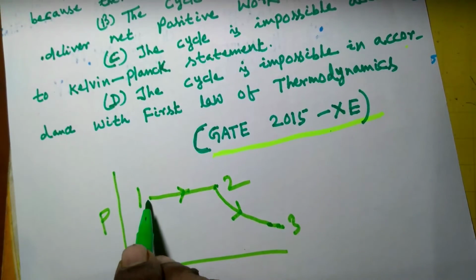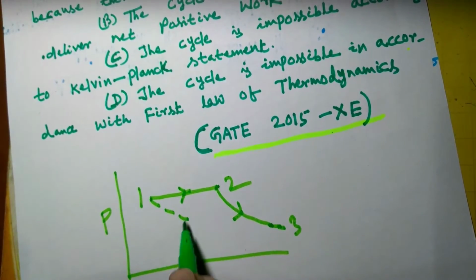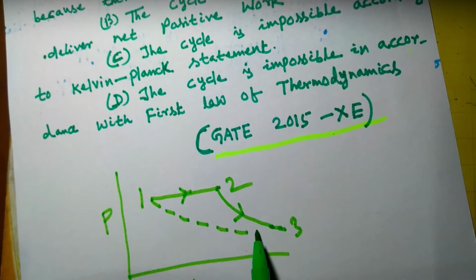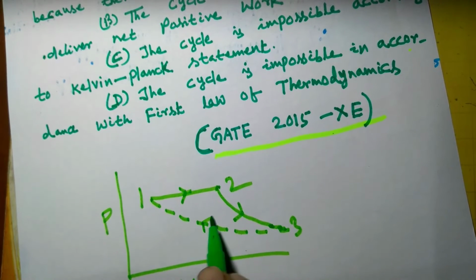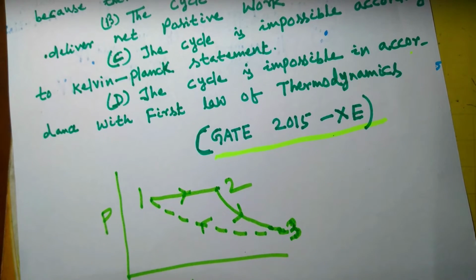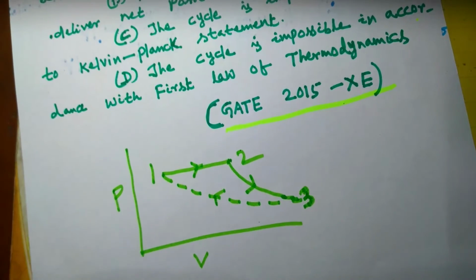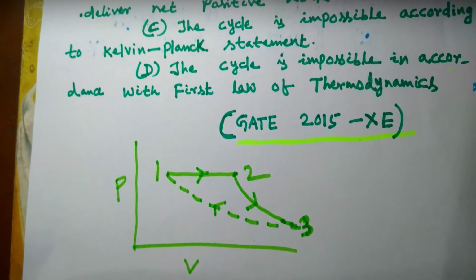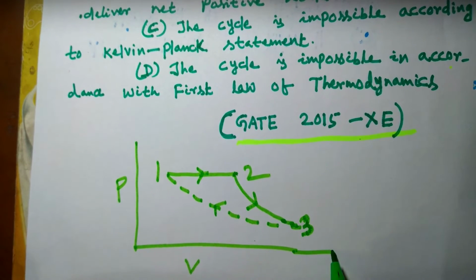So obviously the process can be like this. This is an irreversible process, so it has to be a dotted line rather than a full line, because irreversible processes are always indicated by dotted lines, and the full lines always represent the reversible process.